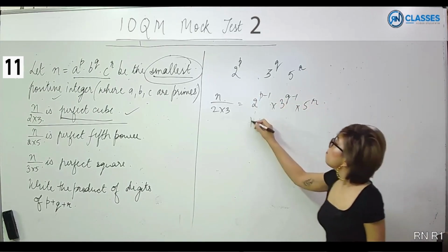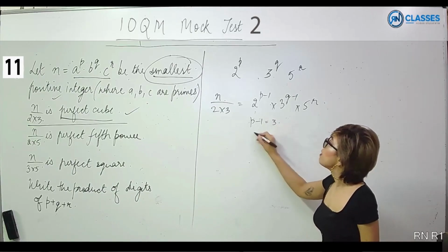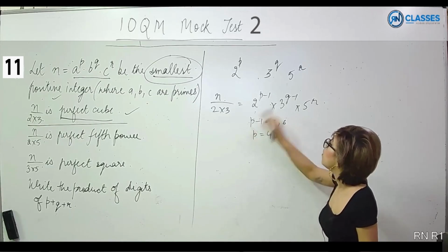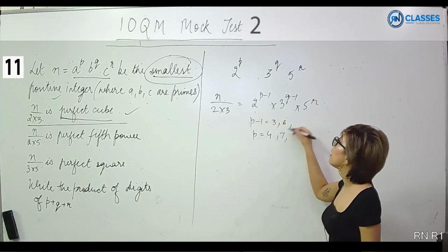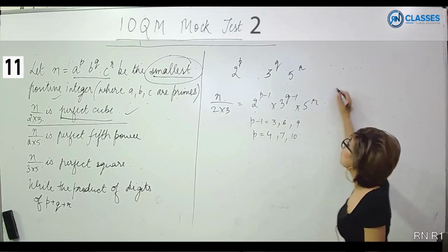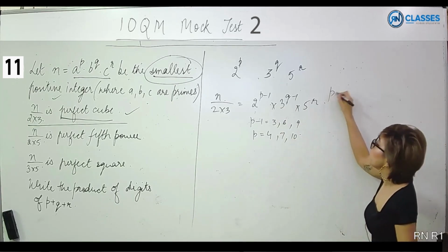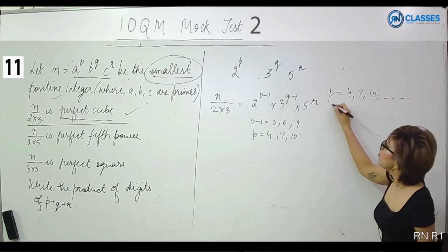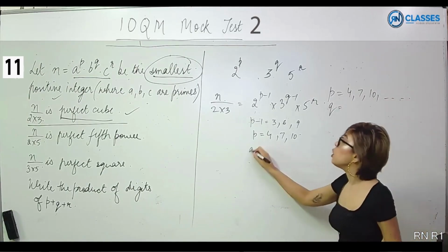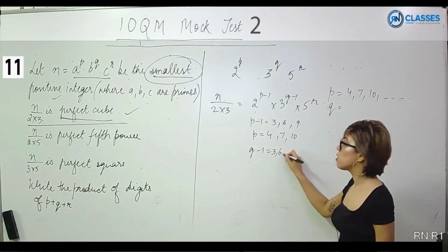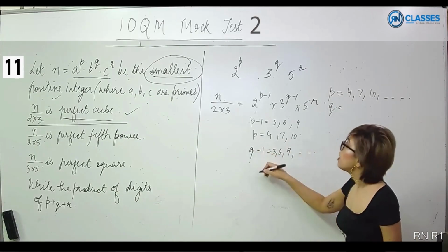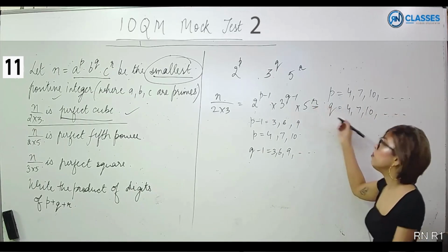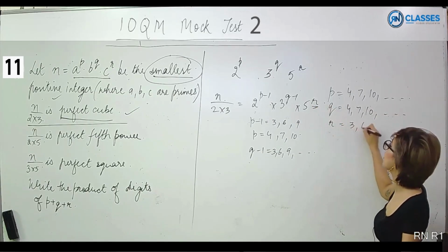Right? Now, if p minus 1 is 3, that means the value of p is 4. If p minus 1 is 6, the value of p is 7. Then next is 9, so here it is 10. So I will just write the corresponding values of p. So I get either 4, 7, 10 and so on. Similarly, when I talk about q, I know that q minus 1 is either 3, 6, 9 and so on. Similarly, q I will get 4, 7, 10 and so on. And r, you will just directly say 3, 6, 9 and so on.